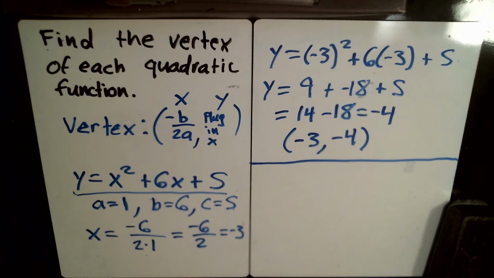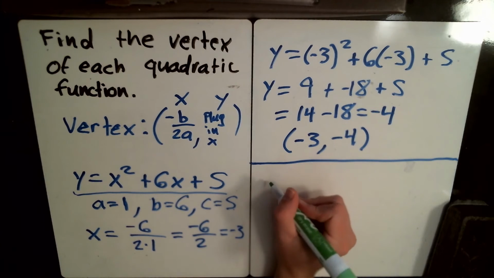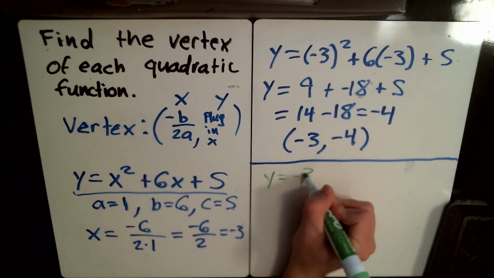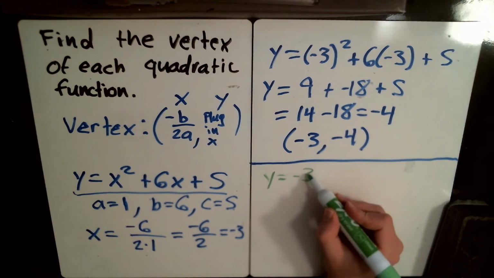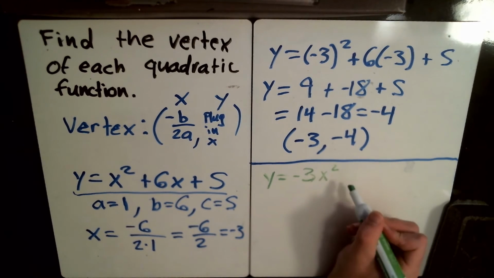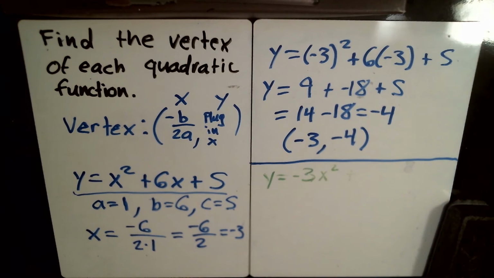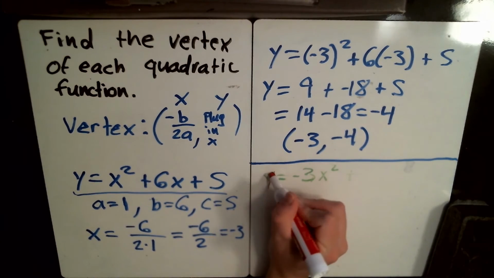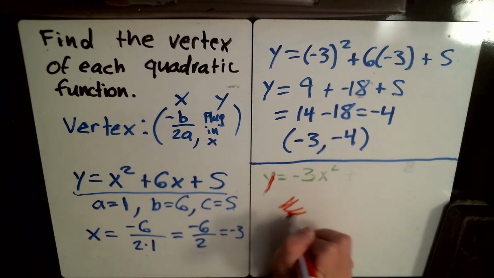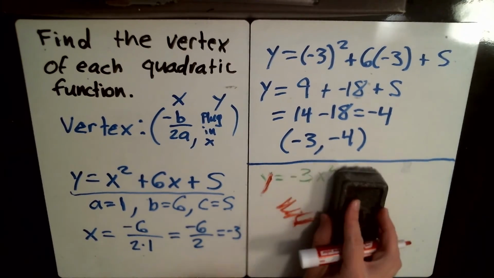Let's do, for instance, y equals negative 3x squared plus 6x. Oh, this marker's dying. I'm going to switch markers. We'll see if this is any better. Oh, no, that's not any better. Well, maybe it is.